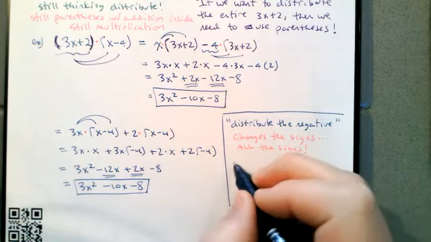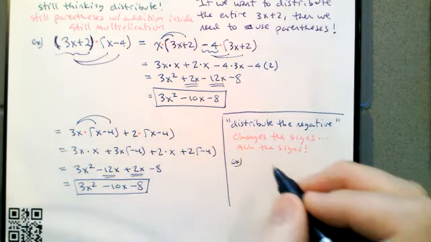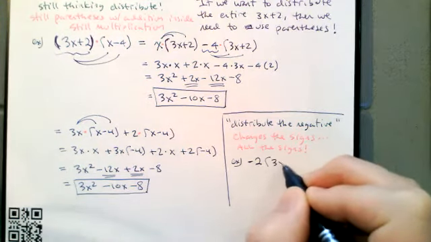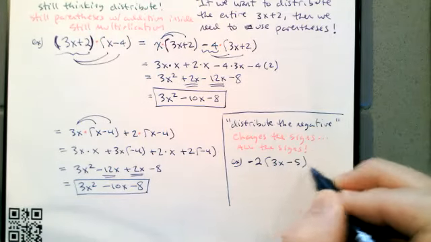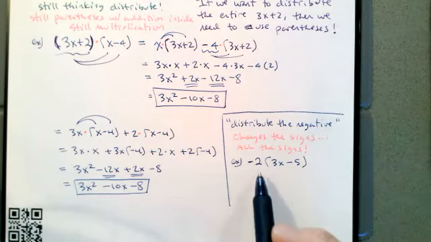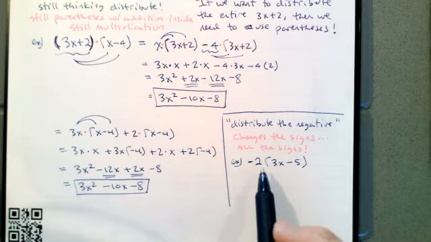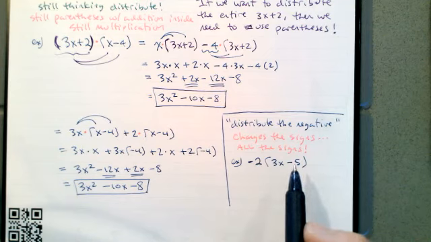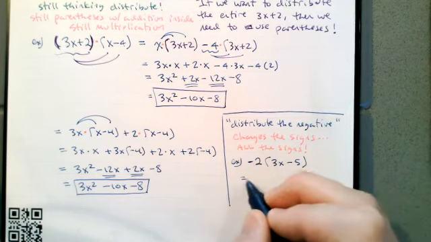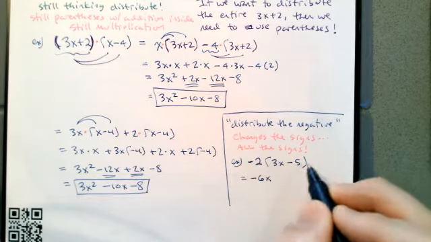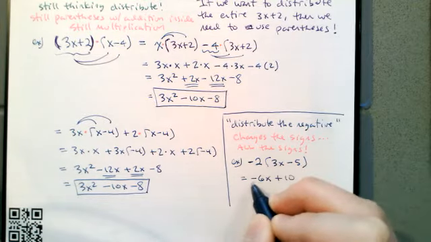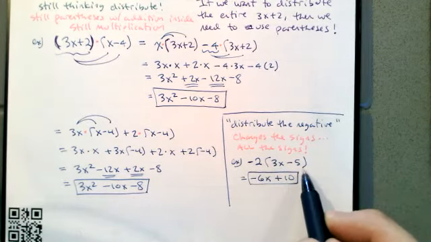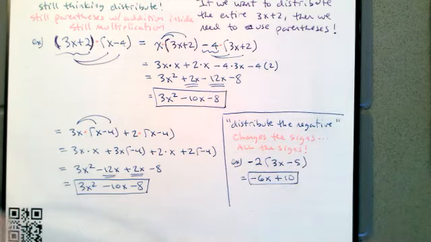So I'm just going to pull out a piece of the sample that I had before. If I have minus 2 times 3x minus 5, we're multiplying by a negative 2. I have negative 2 times 3x and a negative 2 times a negative 5. Negative 2 times 3x is negative 6x. Negative 2 times negative 5 is positive 10. So we see that the 6x and the 10, that's the 3x and the minus 5 multiplied by negative 2.